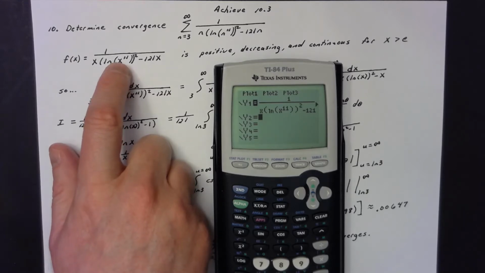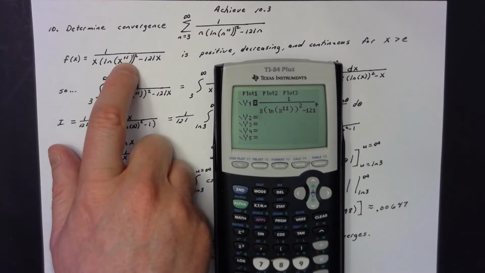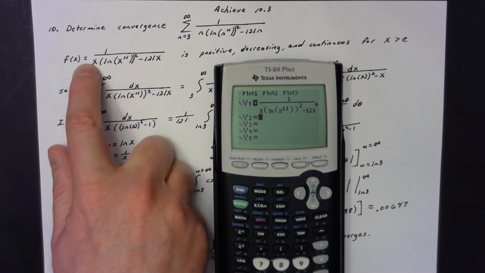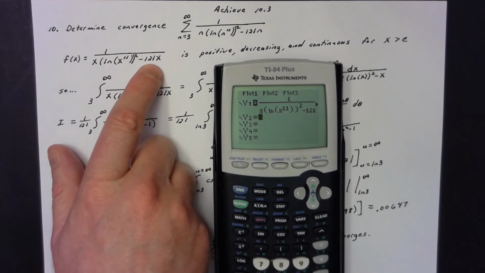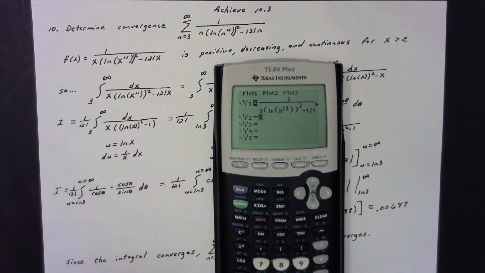Please think about that. The natural log and e would cancel out, so this whole part would just be 11, and you'd have 11 squared is 121. You'd have 121x minus 121x. This function has a vertical asymptote at x equals e.